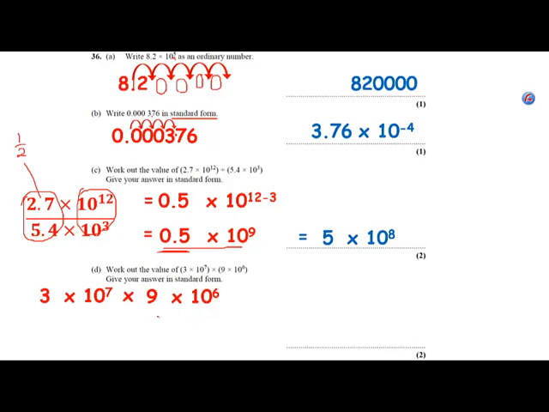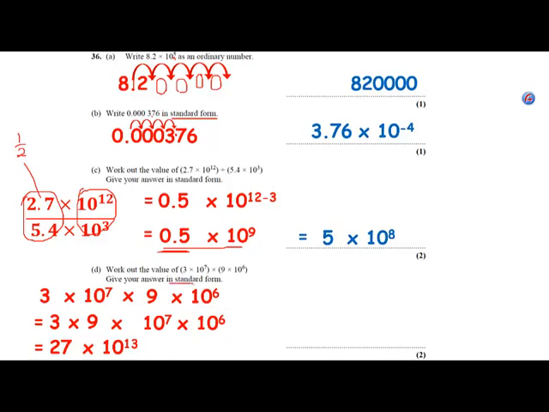What I suggest is you split this up. Do the numbers, 3 times 9, and do the 10s, 10 to the 7 times 10 to the 6. Okay, 3 times 9 is 27. 10 to the 7 times 10 to the 6, we add the powers when we're timesing. 7 added to 6 gives you 13. That's 10 to the 13. So that should be pretty straightforward so far.